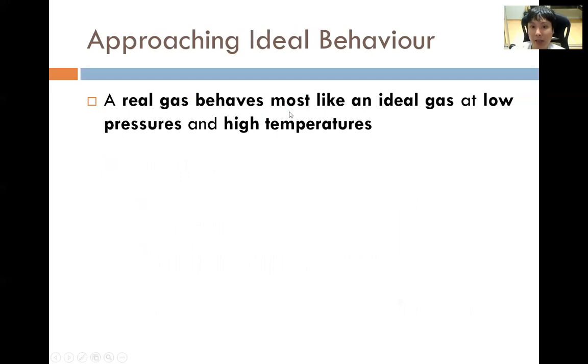So a real gas behaves most like an ideal gas at low pressures, because at low pressures the particles are further spaced, and hence the intermolecular forces of attraction will be less significant, more closely fitting the assumptions of ideal gas behavior. At high temperatures, again, the particles will be further spaced, and with more space, there will again be more insignificant intermolecular forces of attraction, which will cause it to fit the assumptions of ideal gas behavior to a larger extent.